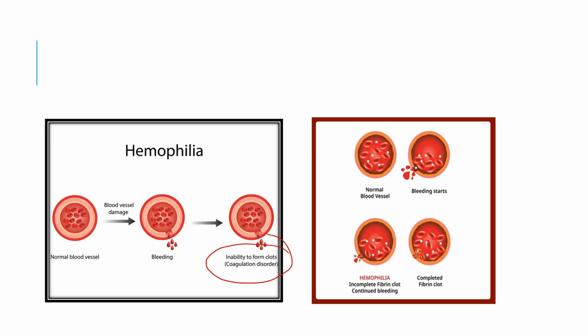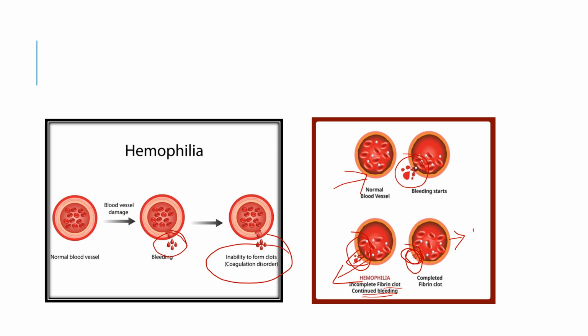We will see what the clotting factors are and how they are affecting the blood clot. But normally, when the bleeding starts, the blood should get clotted. So see what is happening here. In the normal vessel, the bleeding starts here. In hemophilia, there is an incomplete fibrin clot and continued bleeding. It will continue to bleed because the fibrin clot has not formed properly. But in the normal case, the fibrin clot is complete and it is blocking this blood vessel passage, and the bleeding has stopped.